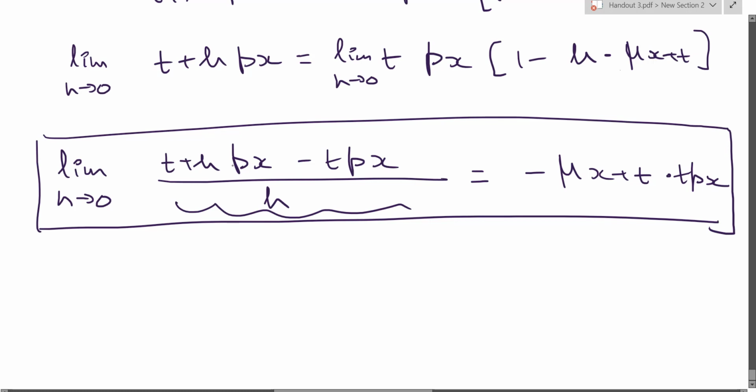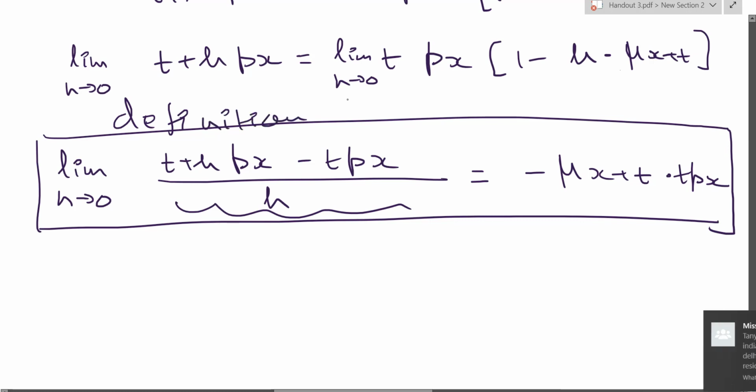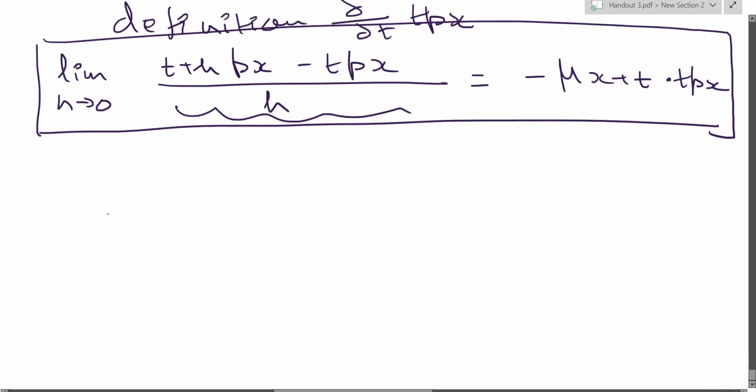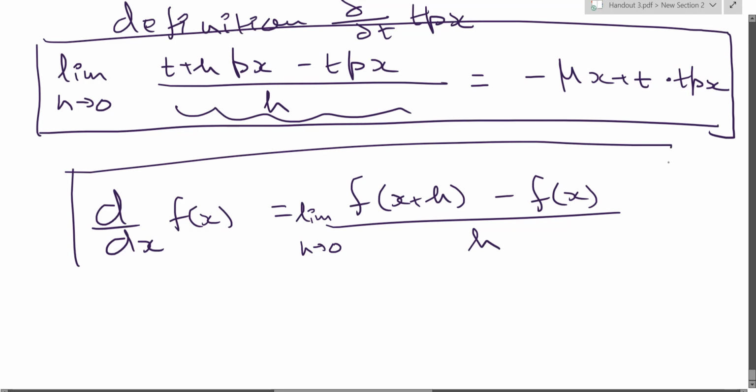So now what is this? What you have on the left hand side is t plus hPx minus tPx upon h. If you remember your first principle of differentiation, this is the definition of the derivative, the derivative of tPx, d by dt of tPx. That's what it is, right? If I take a derivative of tPx, it would be t plus hPx minus tPx divided by h, limit h tends to 0. Basically, let me give you the formal definition. So d by dx of f(x) can be written as f(x plus h) minus f(x) divided by h, limit h tends to 0.